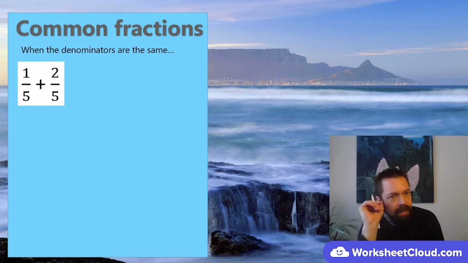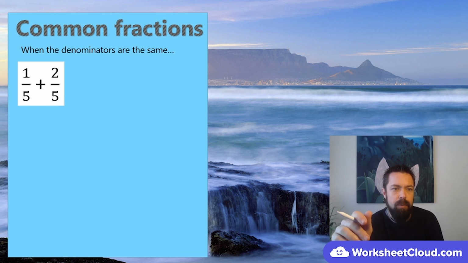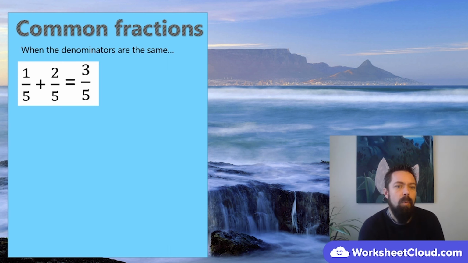So, just a reminder, when we're adding common fractions, if the denominators are the same, it's pretty straightforward. We add the numerators together and we leave the denominator the same. So 1 plus 2 is 3. And that's 3 over 5. Right, when we get to the whiteboard, I'll explain why it stays as over 5 if you're a little bit unsure about that, and why it doesn't become 3 over 10.